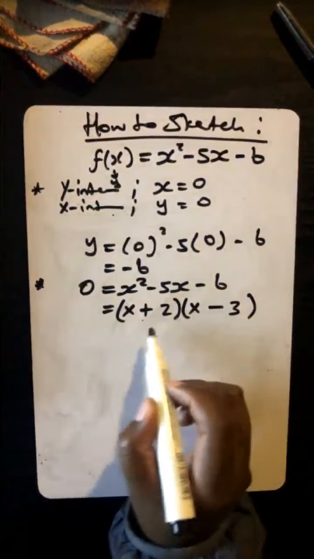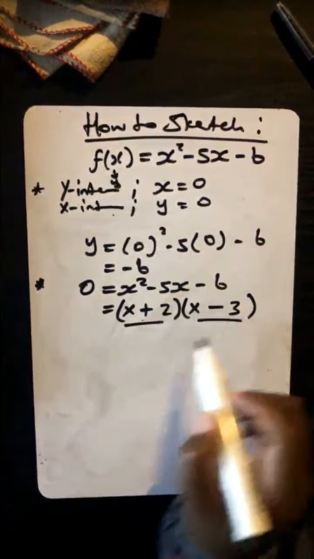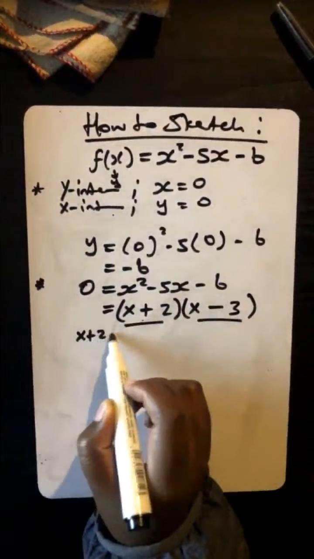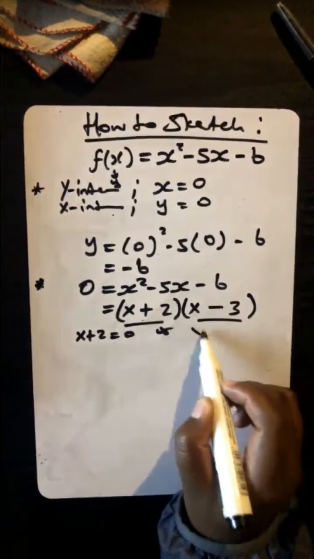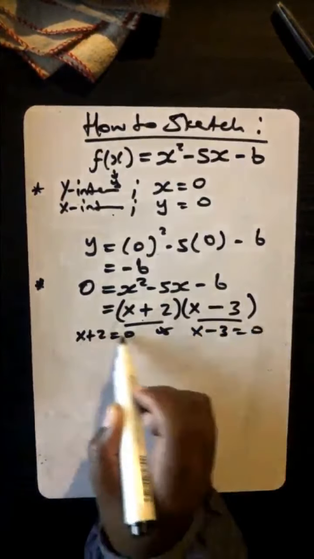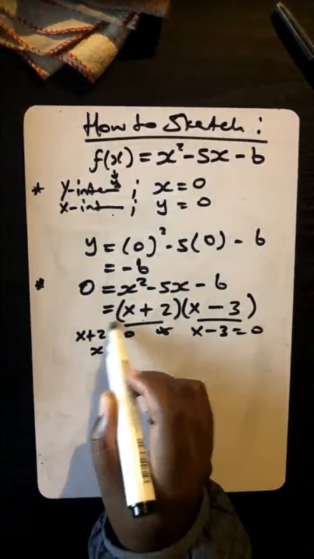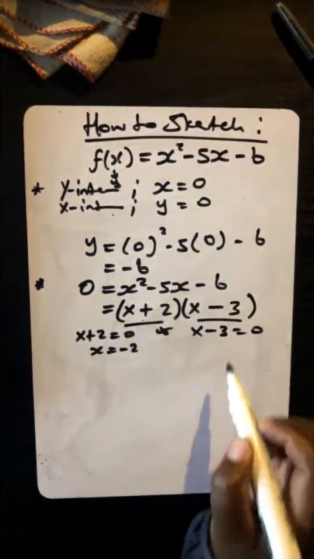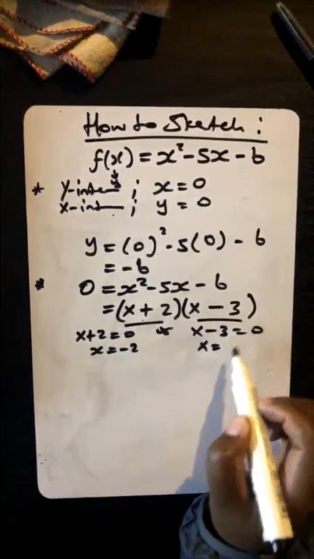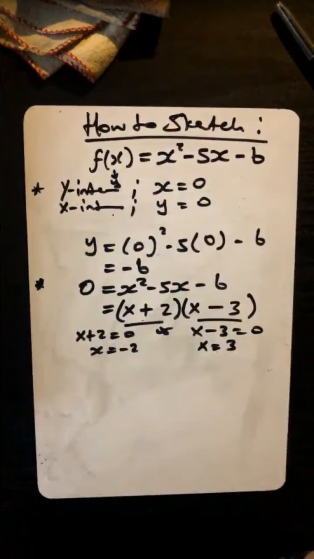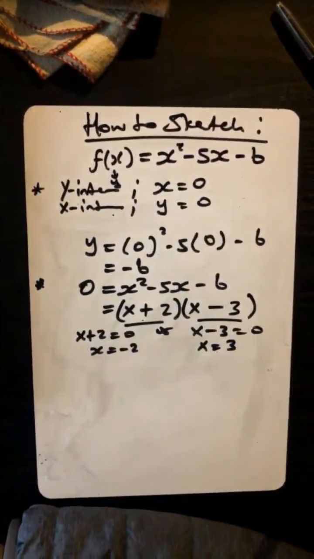So that means you can equate this to 0, equate that to 0. So you're going to have x plus 2 is equal to 0, or x minus 3 is equal to 0. You solve for x, you transpose. This is negative 2. x is equal to, transpose, this is equal to 3. So ladies and gentlemen, did that make sense to everyone?